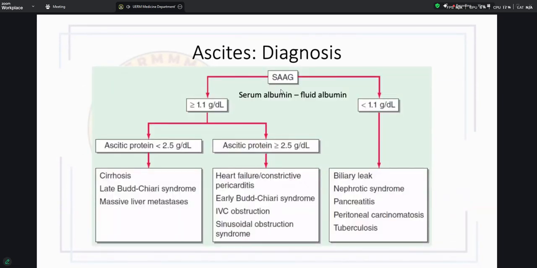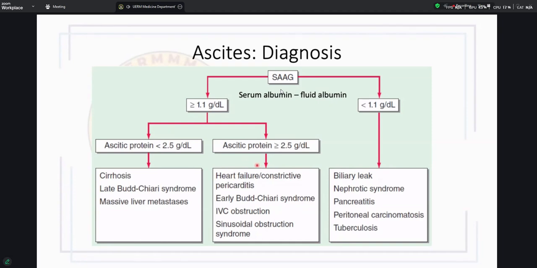Portal hypertension is the most common cause of ascites, but not all patients with ascites are caused by portal hypertension. So we use the ascitic fluid analysis to determine the cause of ascites, and the SAAG is also very important in determining the cause. The SAAG is calculated by subtracting the fluid albumin level from the serum albumin level. When the SAAG is more than 1.1 gram per deciliter, and the ascitic fluid total protein is low at less than 2.5 grams per deciliter, then most likely the cause is portal hypertension, and the most common cause of portal hypertension is cirrhosis. Although this picture of ascitic fluid can also be caused by massive liver metastasis.